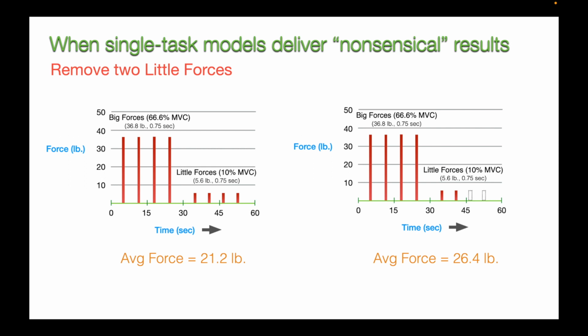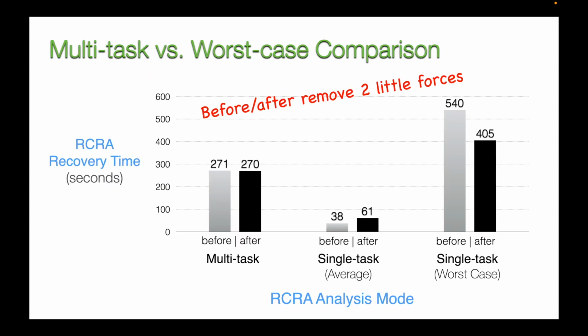Okay, so this shows that if we use the average, our average before we remove the forces was 21.2 pounds. After we remove those 2 little forces, look what happened to the average. It jumped up. So despite the fact that we get about 1.5 seconds of recovery time back because we don't have to apply those forces, increasing the average is probably going to be more detrimental than the time saved. So let's look and see how.